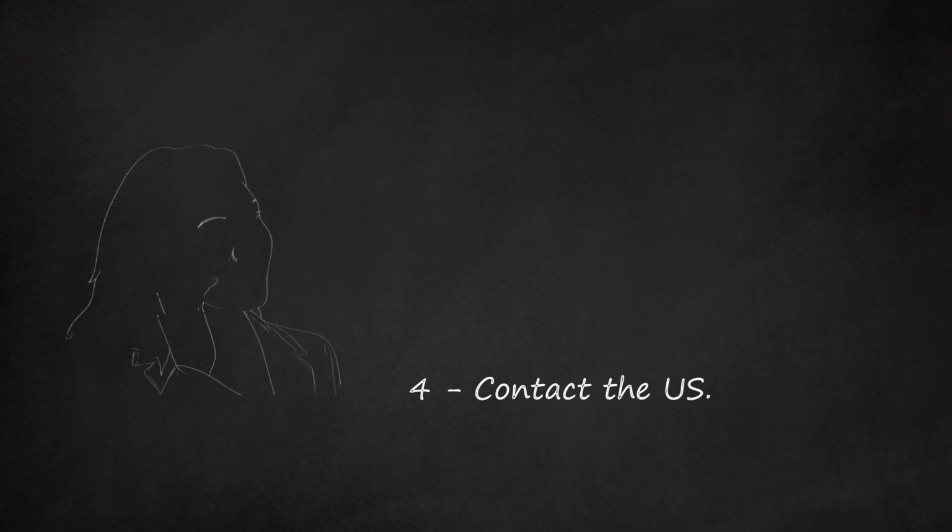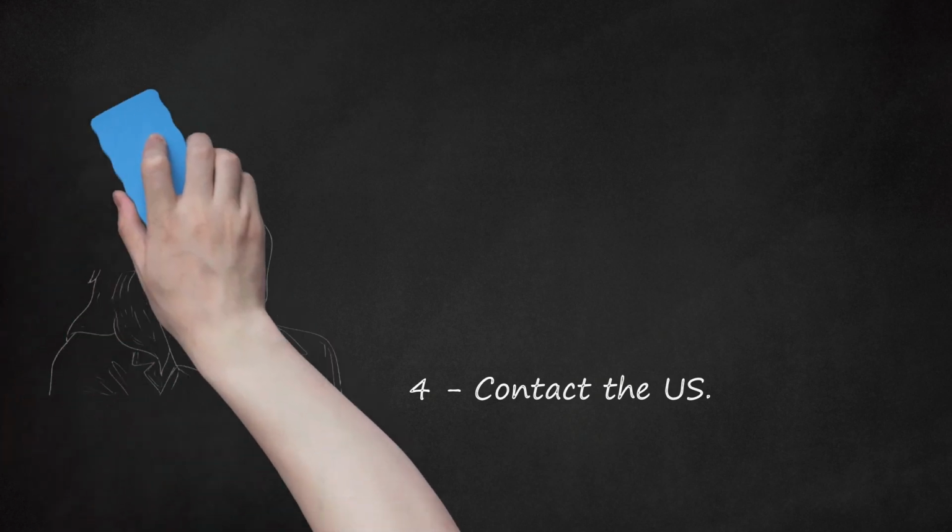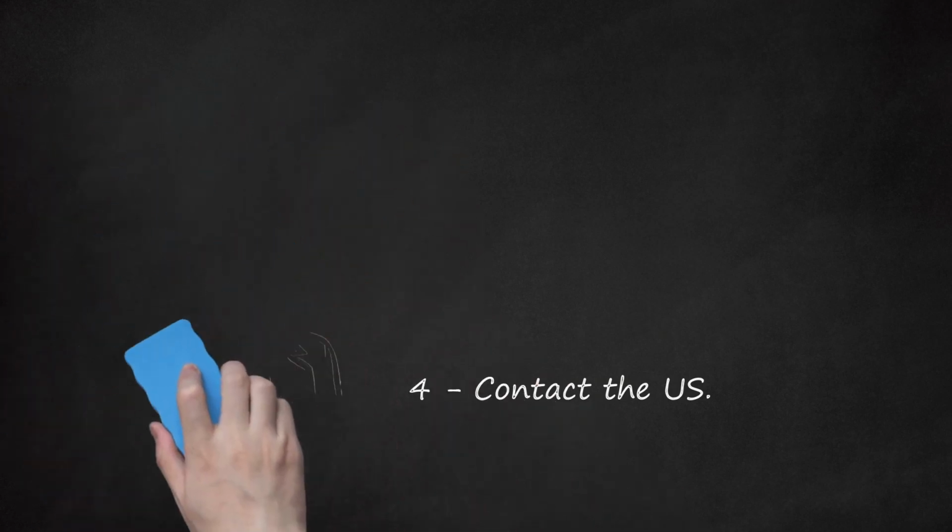4. Contact the U.S. Department of Labor. To lodge a complaint, you should contact the Department of Labor's Wage and Hour Division. Call 1-866-487-9243. You will be directed to the nearest office for assistance.